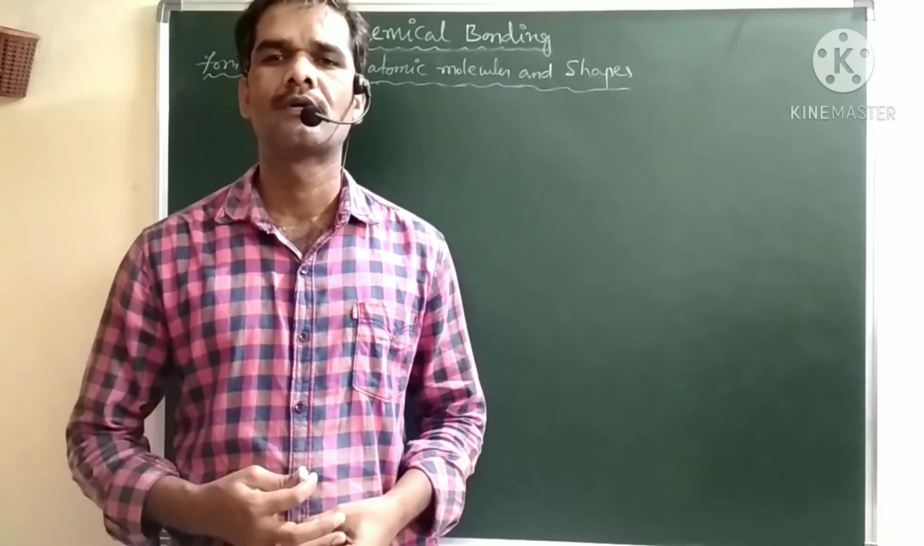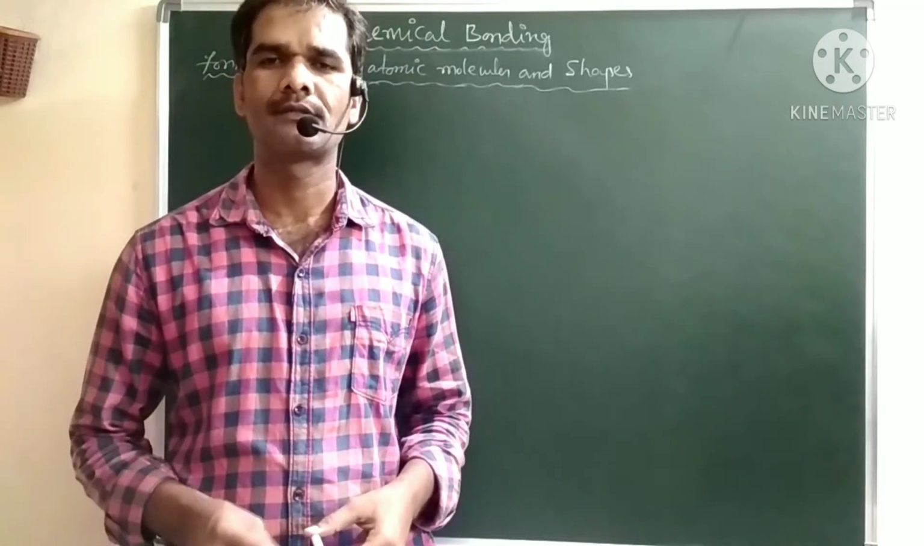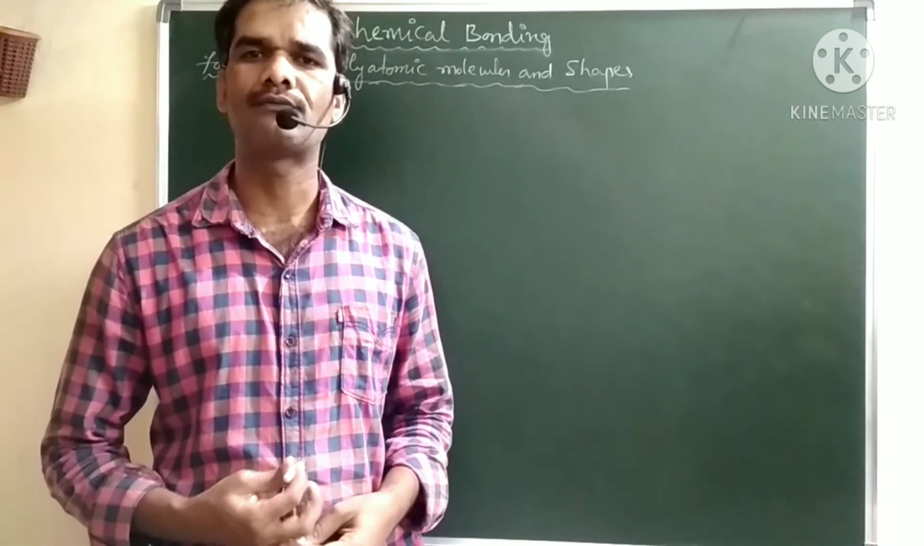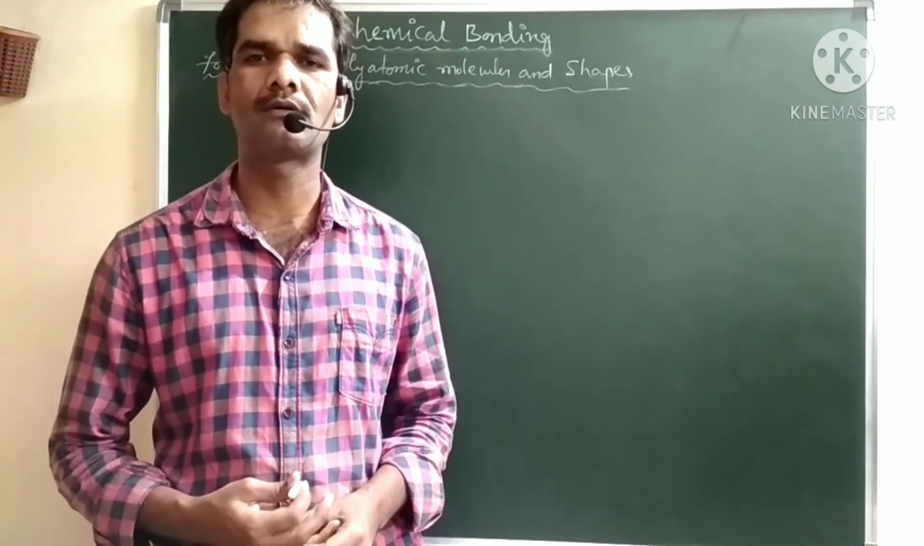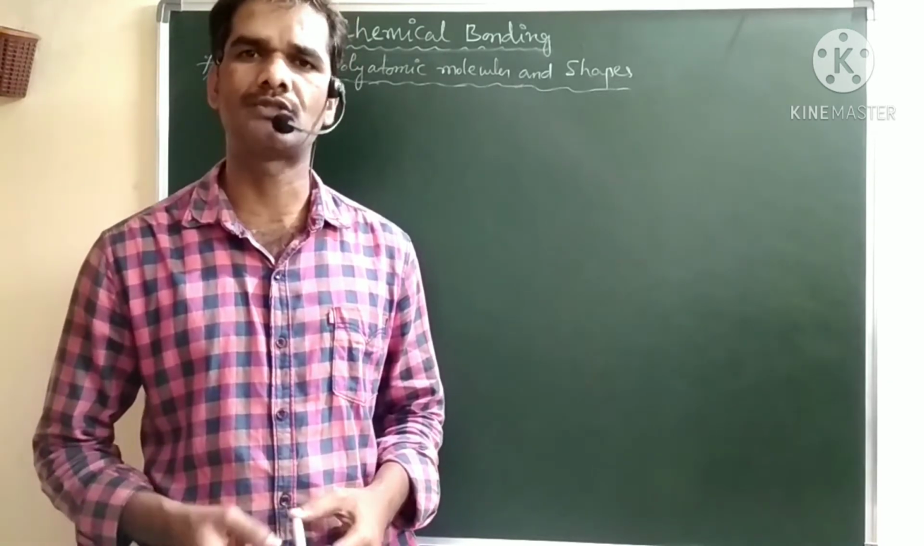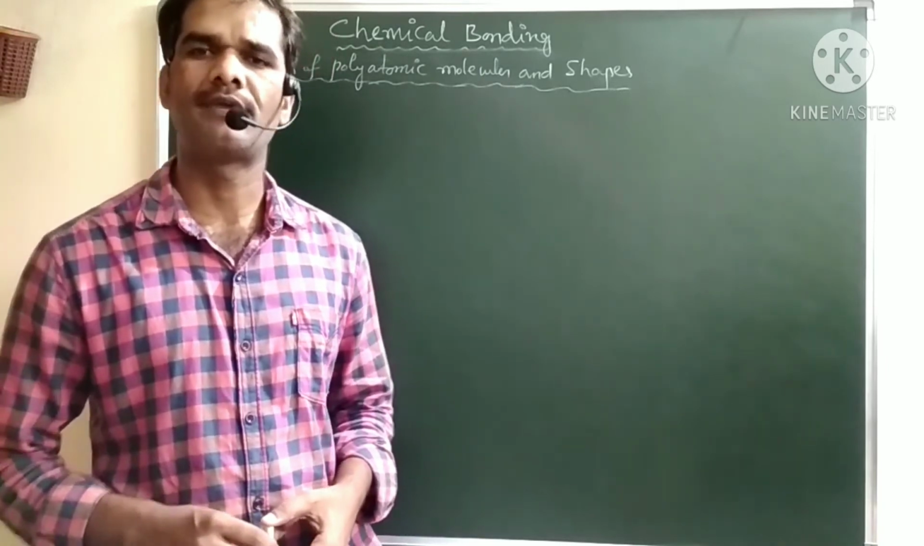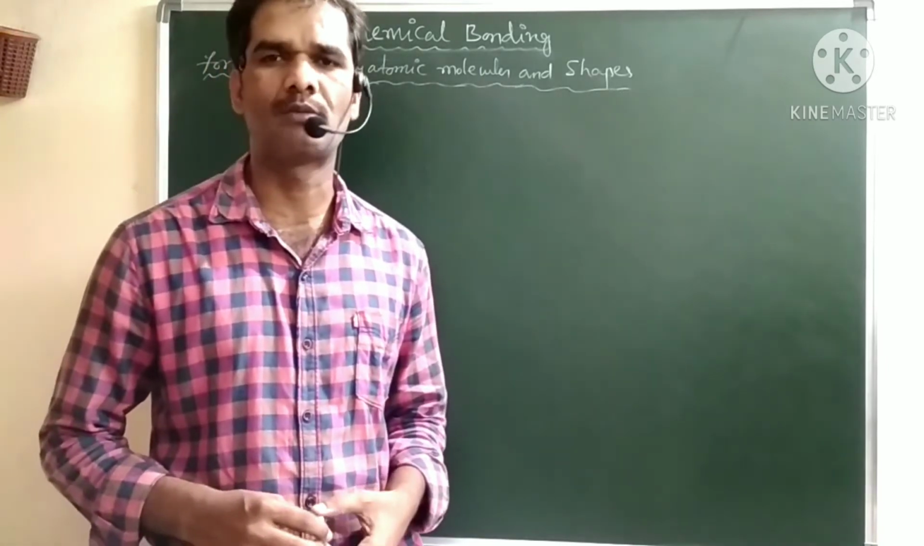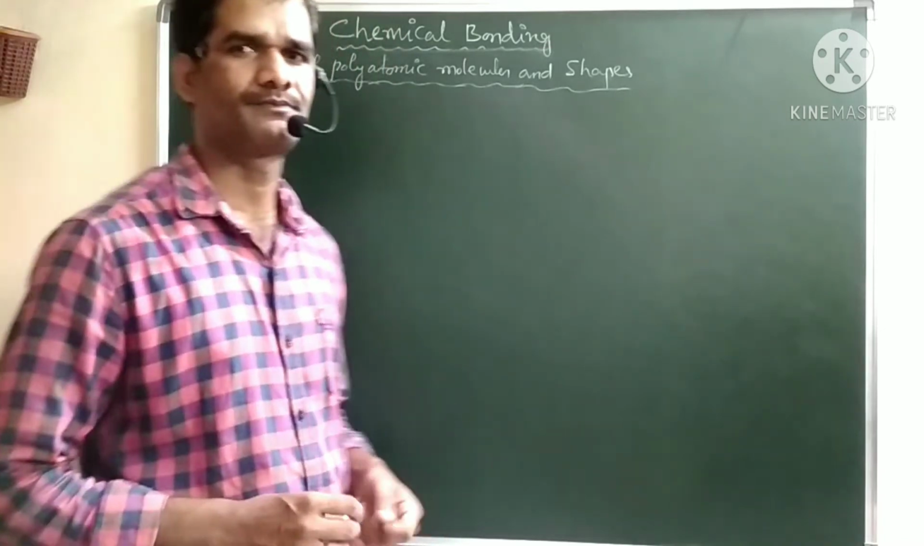Hello everyone, here we are discussing chemical bonding. So here we will continue the formation of polyatomic molecules and their shapes or geometries. Apart from that, various types of hybridization involved in the molecule, so that we will discuss here.